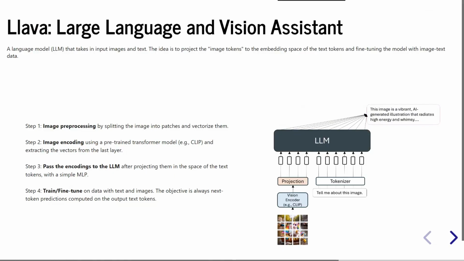So this was the main idea, but let's look at the four steps on how we can do that. First of all, we need to pre-process our image. And as we saw also with the ViT, one way to do that is to split the image into different patches, and then extract vector embeddings from each of these patches.